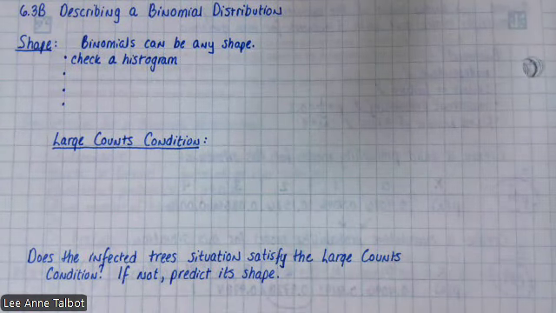Okay. So you guys wrote this, correct? Okay, that's the last thing you wrote? Okay. Does the infected tree situation satisfy the large counts condition? If not, predict its shape. Okay. Do you remember what the number of trials was from the infected trees? The very, very first one we did? 30. Great. And what was the probability of success?